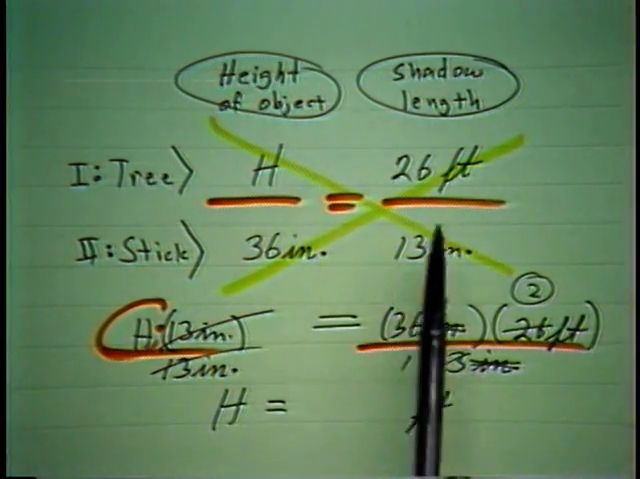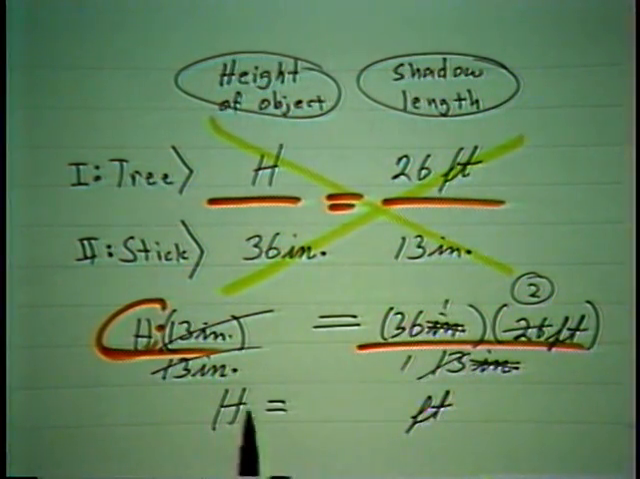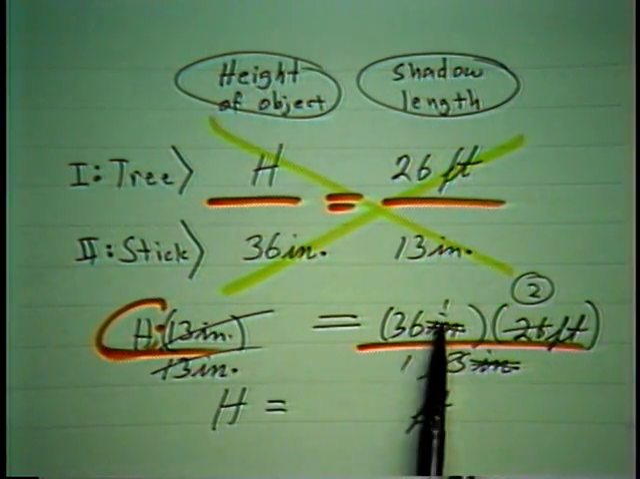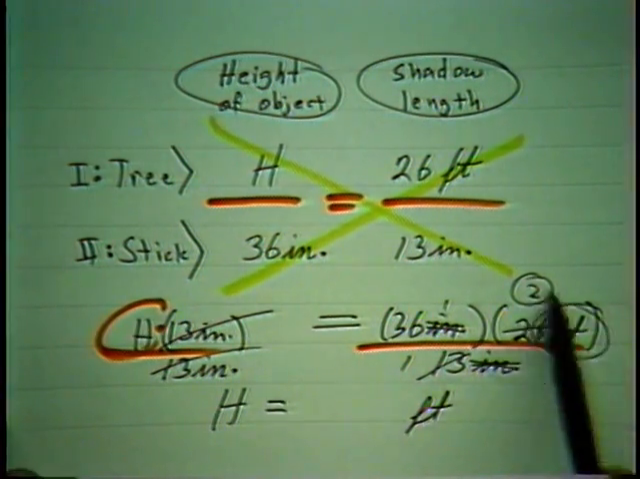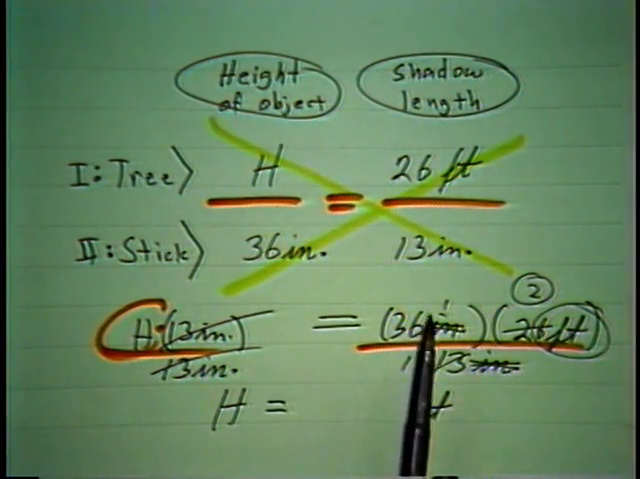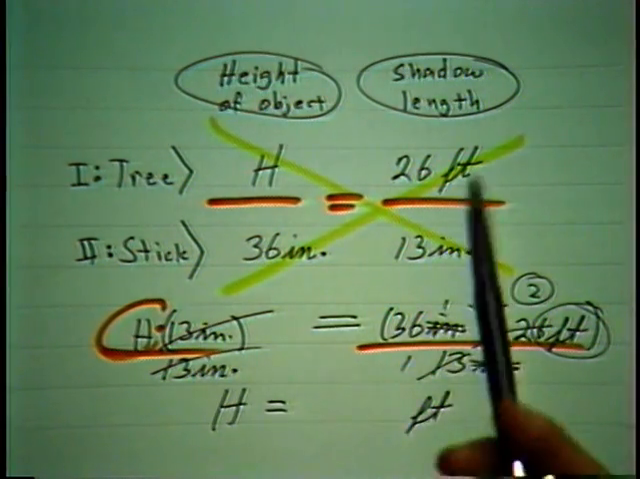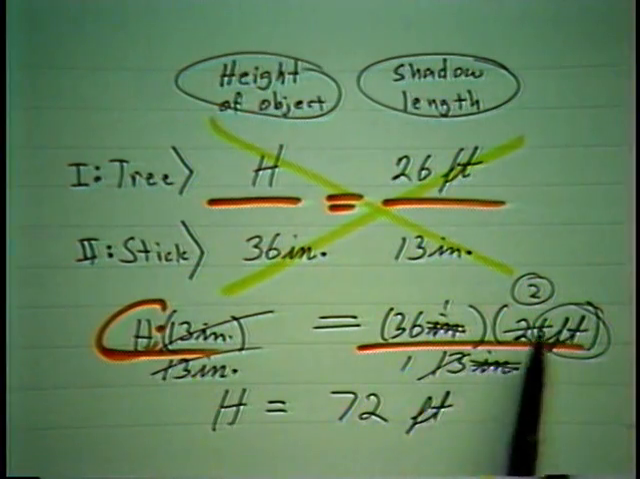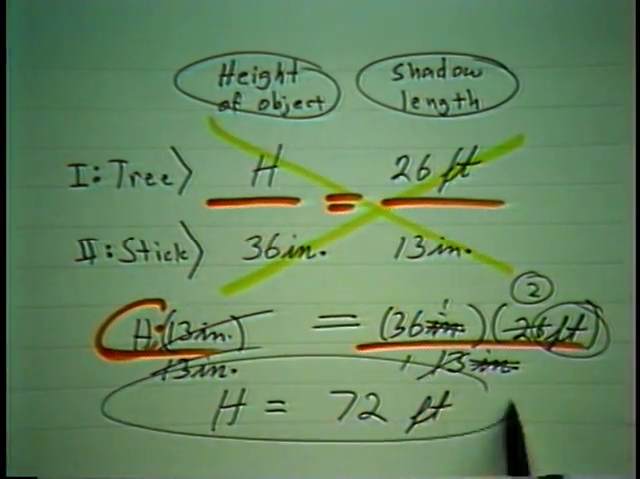So by keeping your units of measure in the problem, you can see if all is going well by simply seeing if the things you don't want cancel out and you're left with a thing you do want. If it doesn't come out that way, you know that perhaps you have made an error. So now finishing our problem, we have 36 times 2, which is 72, times feet. So the height of the tree is 72 feet.